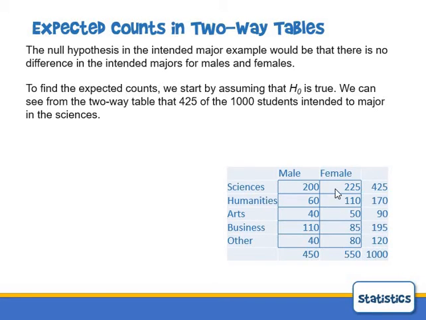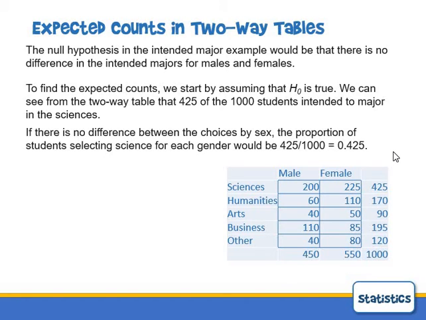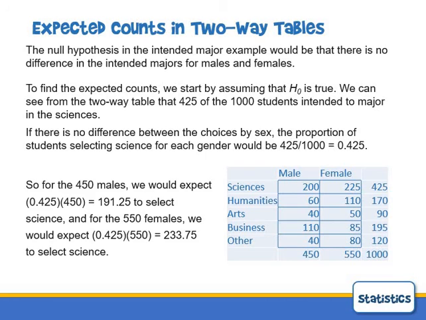So if that's the case, then if we look at the totals here, and just pick on one to see how it works. If we look at the sciences, there's 425 students out of 1,000 that selected science. So overall, if we ignore gender for a minute, or sex for a minute, about 42.5%, 425 divided by 1,000, 0.425, or 42.5% of those sampled selected science. So if there's no relationship between sex and the intended major, we would expect 42.5% of the males and 42.5% of the females to pick science.